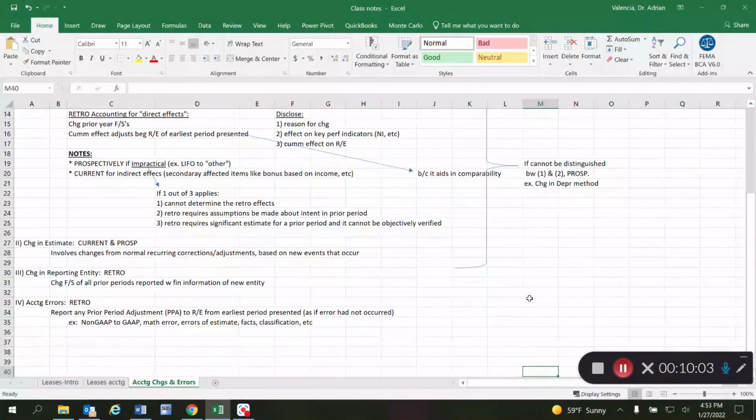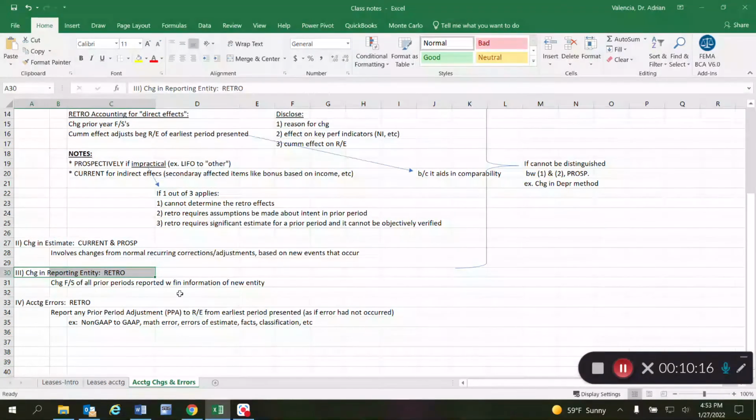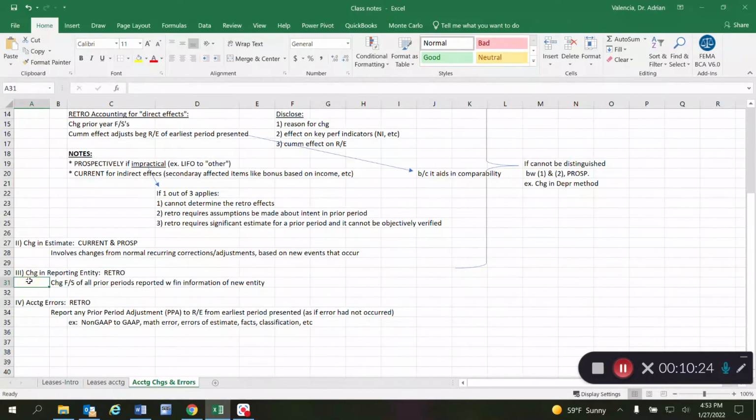And then the third category here for changes is a change in reporting entity. And again, this is applied retrospectively. We change all the financial statements from prior periods and report it with the financial information of the new entity. So in other words, you will look at financial statements from the past as if those companies were together. So if you had a financial statement that in the past was reported for a subsidiary or a particular company on its own, now when we report those previous periods, it's going to not be that firm alone. It'll be the combined information.